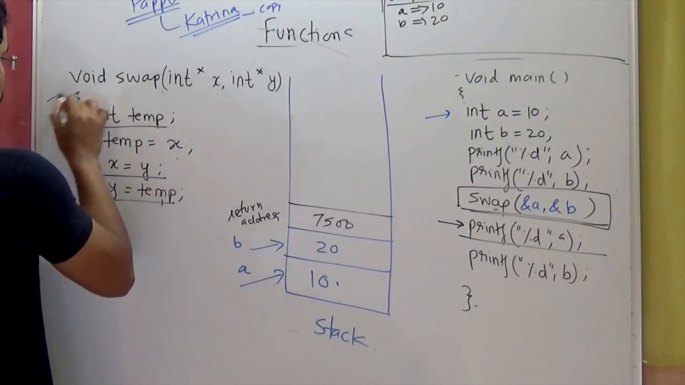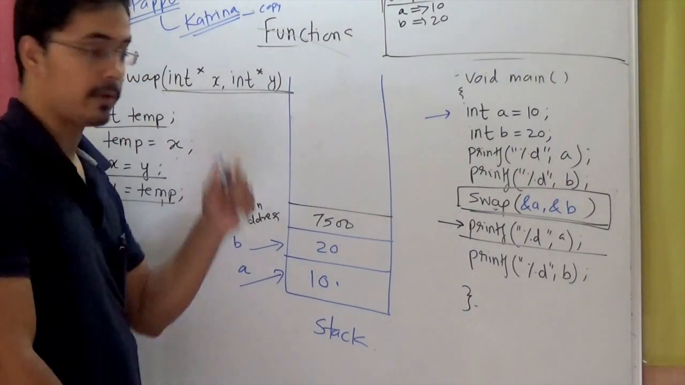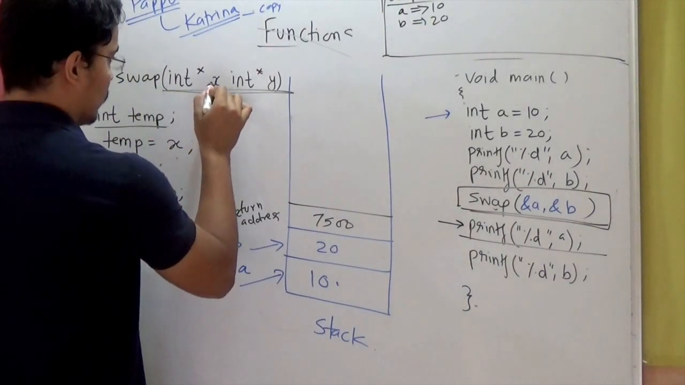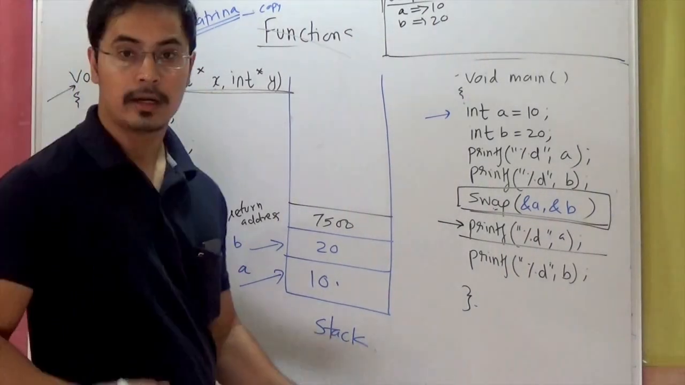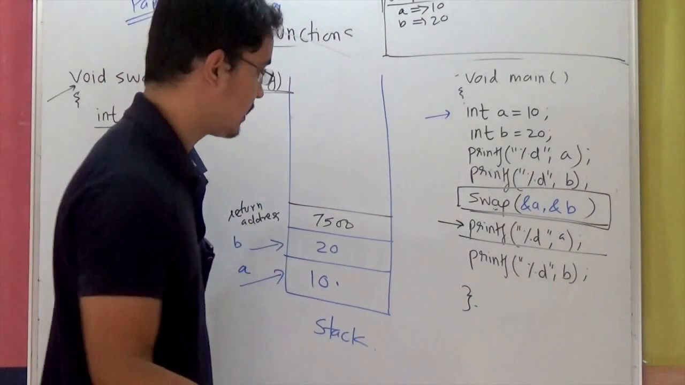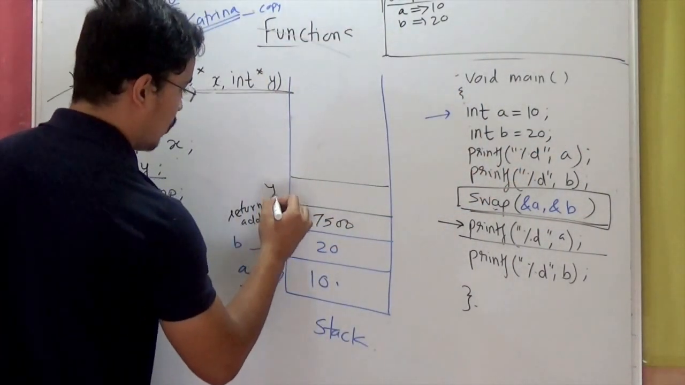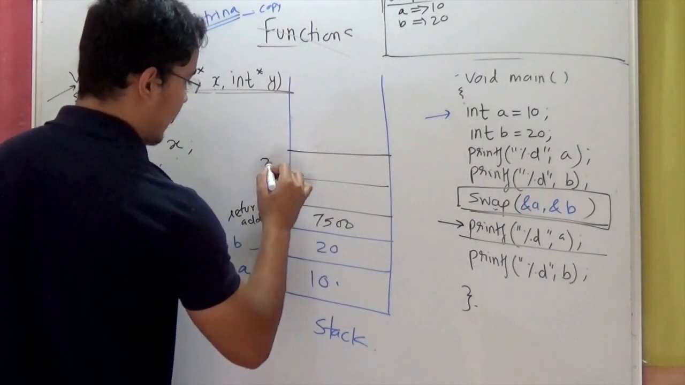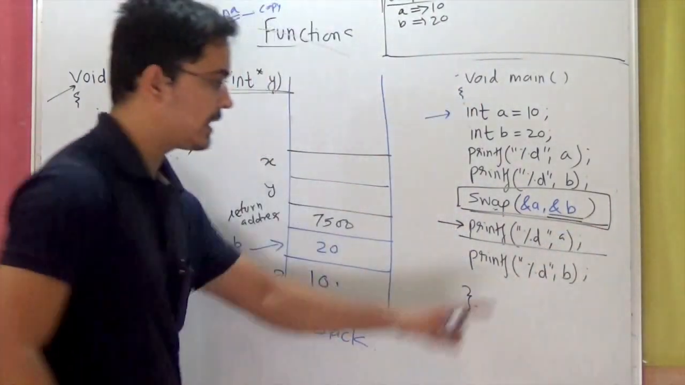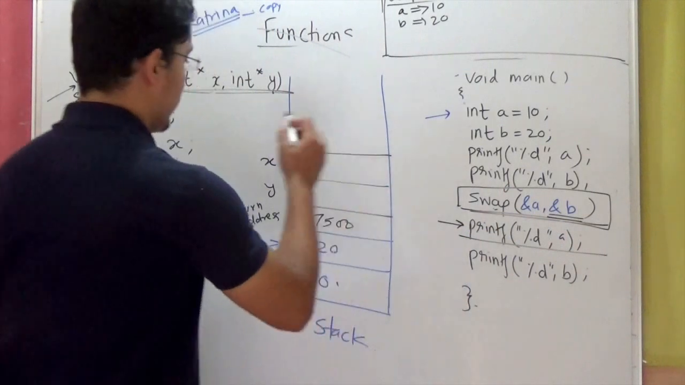So execution control will come here. First, we need to create the local parameters. Now, what is the local parameter? X. What is the type of x? It is unsigned int. It stores the address of some integer. Parameters are created from right to left, so first y and then x. What is the value of y? What are we passing as an argument for y? Address of b.